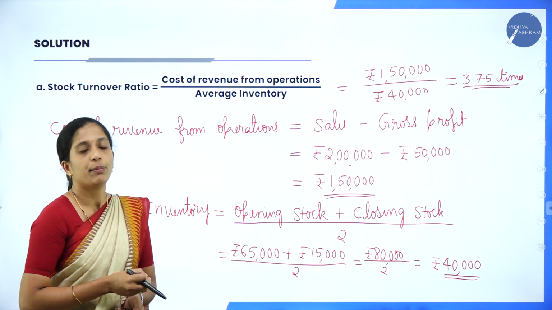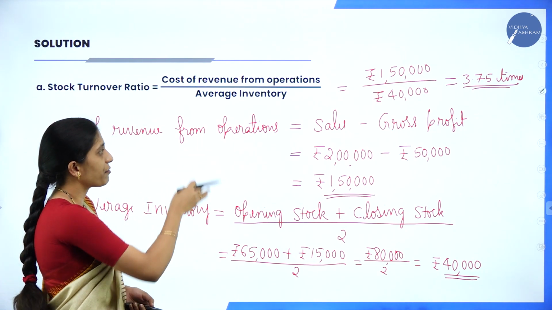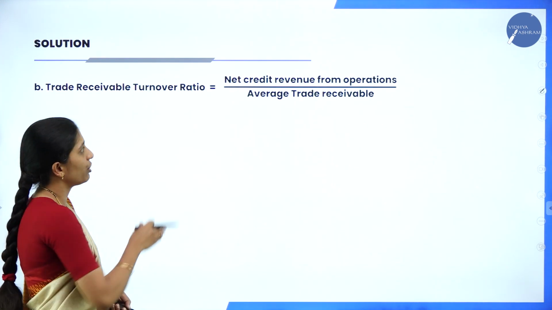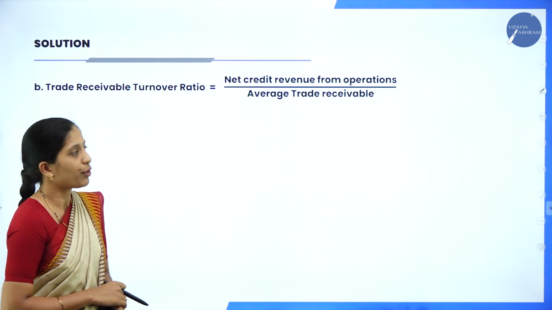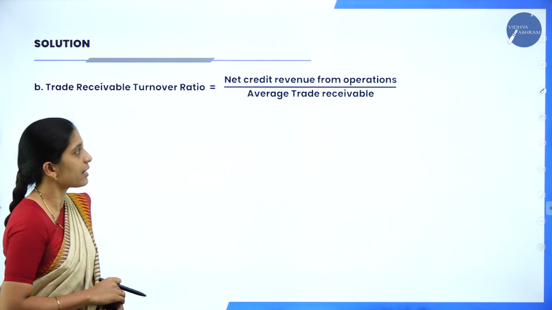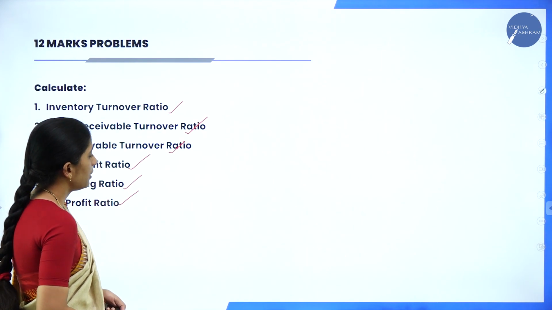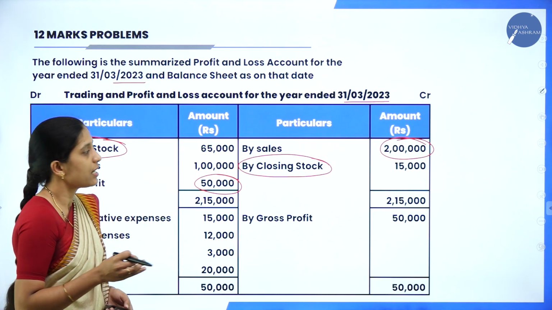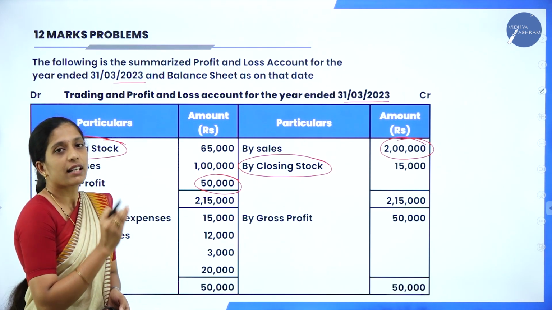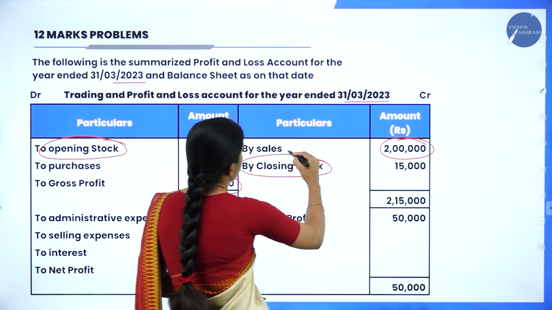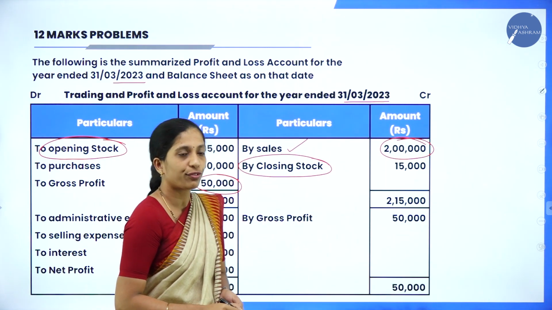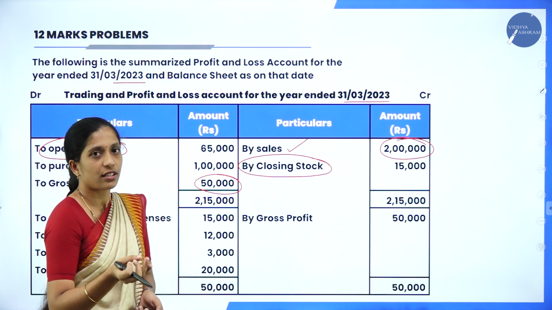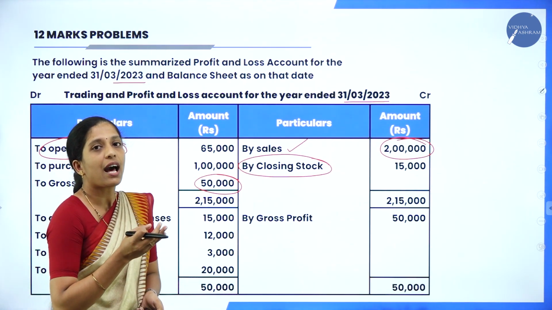When they give trading profit and loss account and balance sheet, you have to solve like this. Now moving on to the next one, trade receivable turnover ratio. Your formula is net credit revenue from operations divided by average trade receivable. Now let's see whether they have given net credit revenue from operation. Revenue from operation means what? Sales. So they have not given net credit sales. So sales itself is considered as net credit revenue from operation, that is 2 lakh. Now we know sales directly, that is net credit revenue from operation divided by average trade receivable.